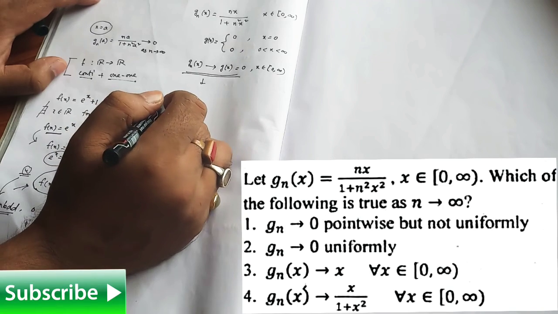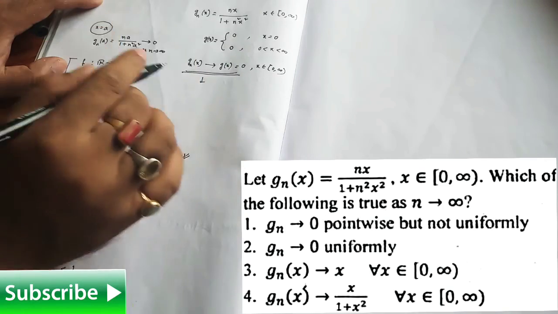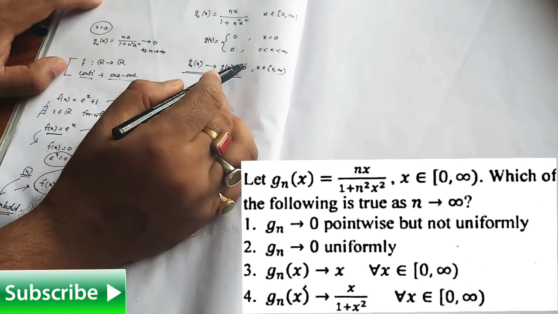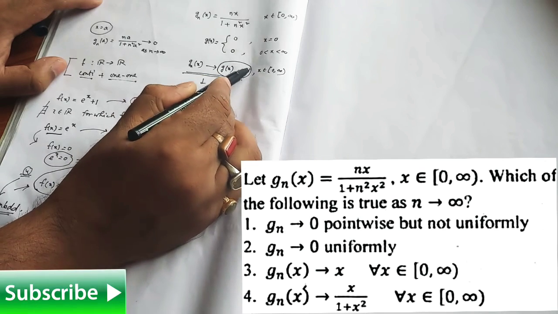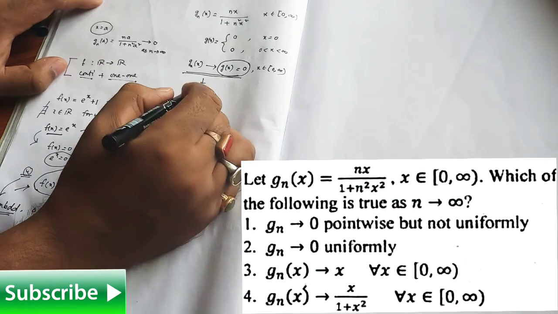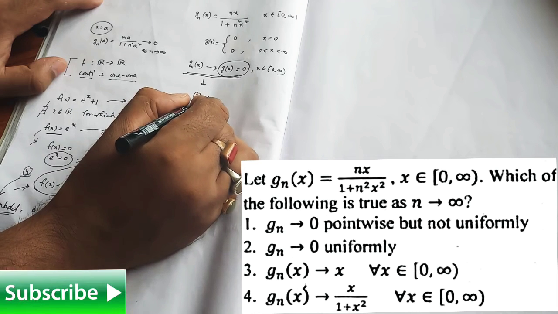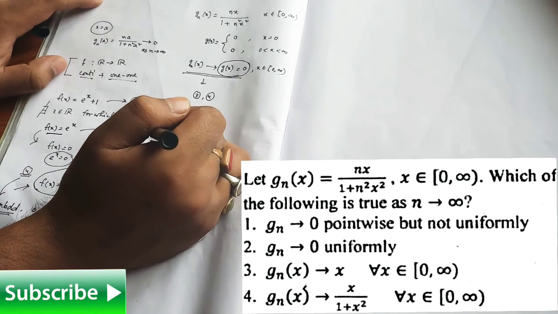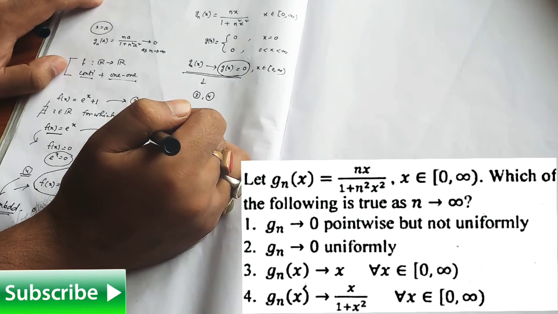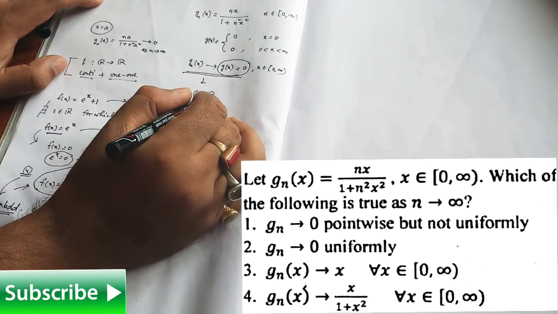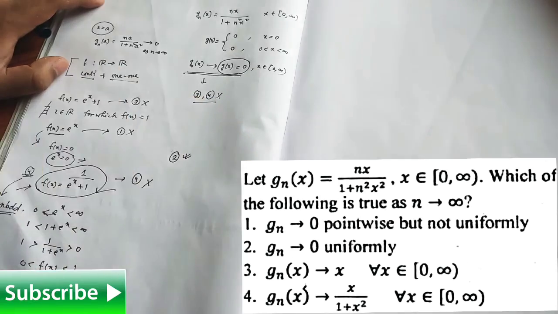Fine. Now we need to check, but just wait, here the pointwise limit is 0, but in the third and fourth options they are claiming that g_n(x) converges to x and x by 1 plus x squared respectively. So the third and fourth options are obviously false.